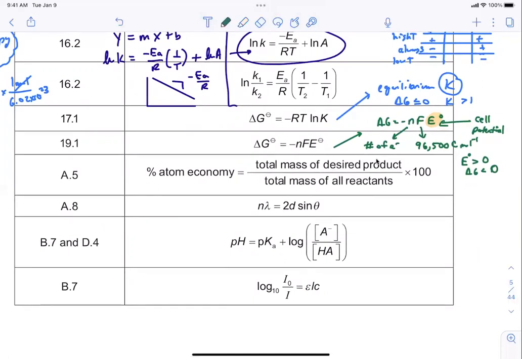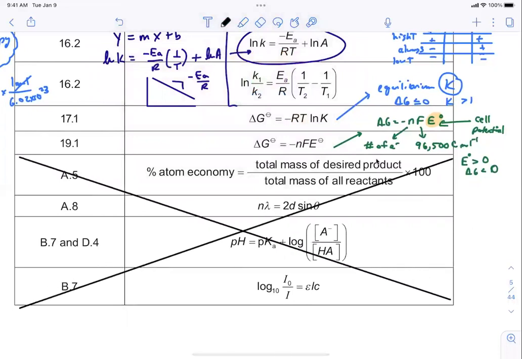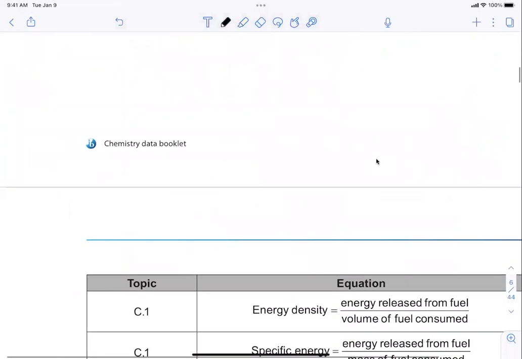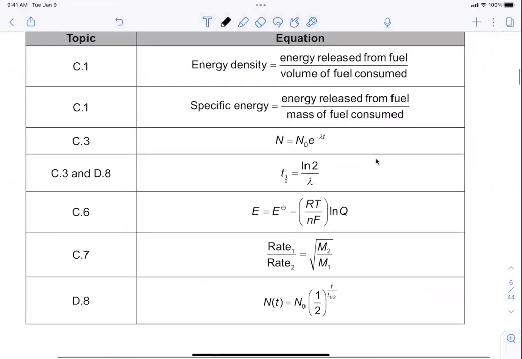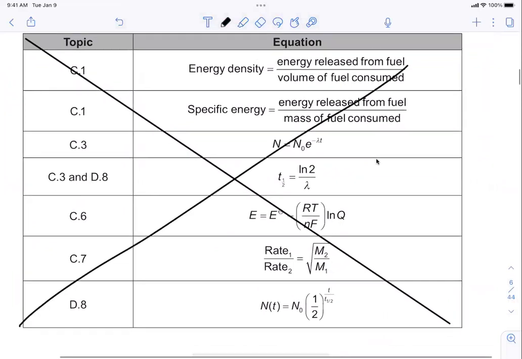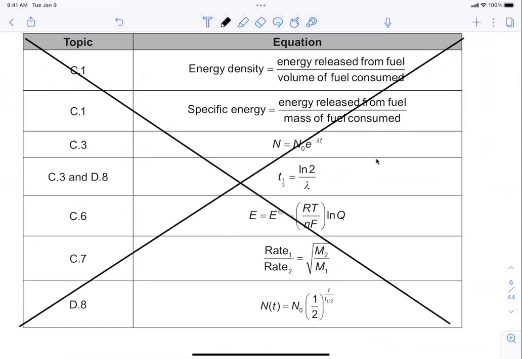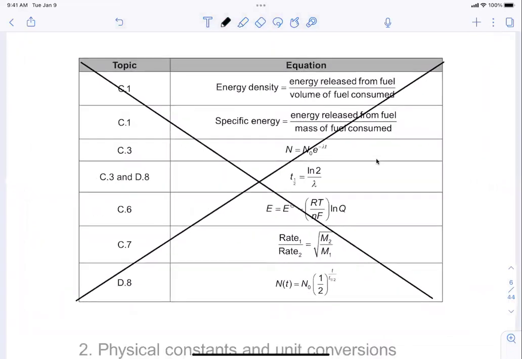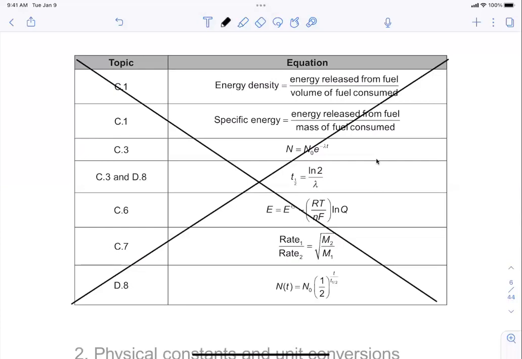Now, everyone can cross out this next section right here, A.5 to B.7, because that's optional material, which we don't have to know, because there's no option curriculum this year. And also you can cross out all of this on the next table as well. So you don't need to know any of that. So that is a little bit of a relief. It always feels good to cross stuff off a data booklet. Yes, Marissa.